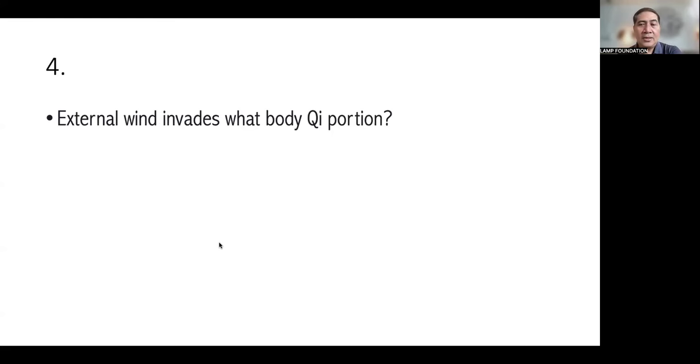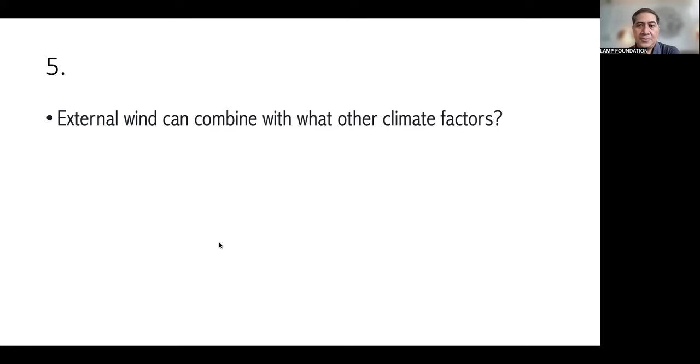Let's talk about external wind. It invades what body chi portion? The lung defensive chi portion, or the wei chi, the lung wei chi, the first defense. External wind can combine with what other climatic factors? These are cold, heat, damp, dry, and water. Very good.